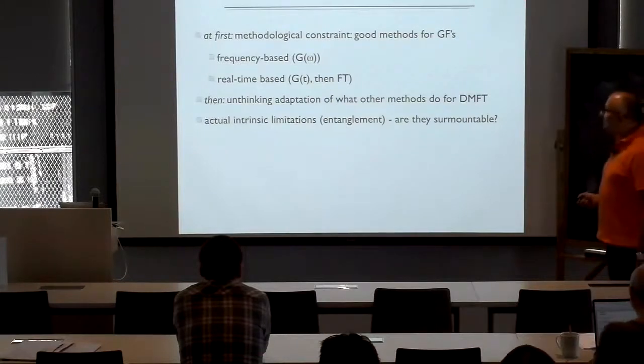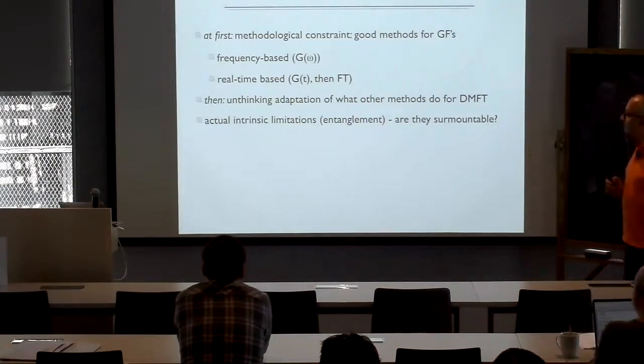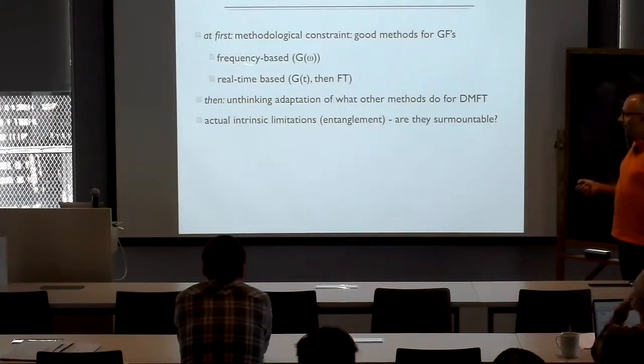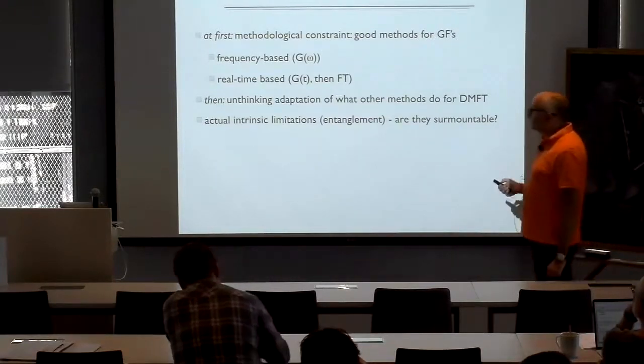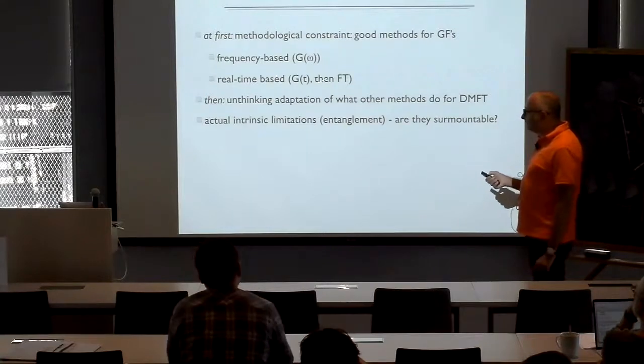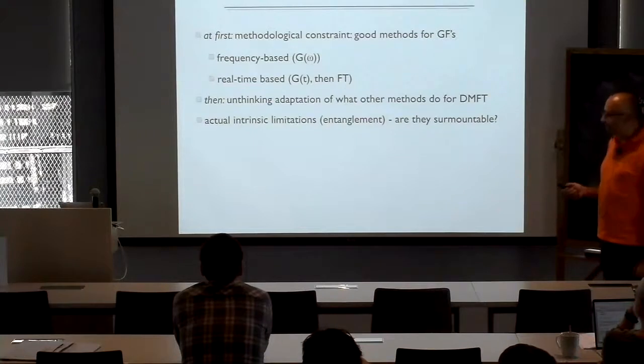The first is that, in the first 10 years or so of that business, the problem was that the methods we had for calculating Green's functions were not really so good after all. I will briefly look at the methods where you do it in frequency space, but this I will mainly do for completeness, because ultimately it turns out what you do is you have to calculate it in real time and then Fourier transform, and you will see why in a second.